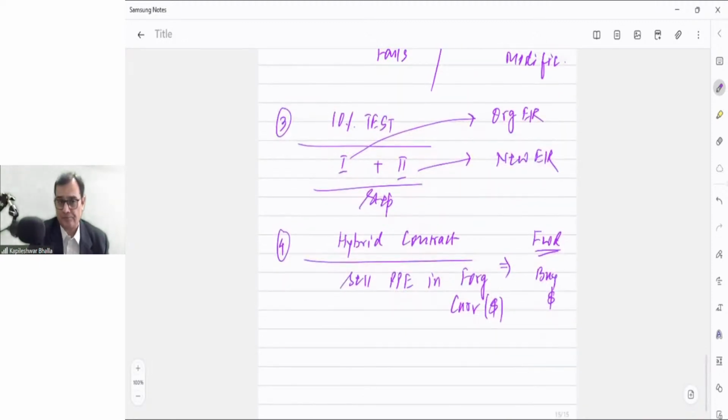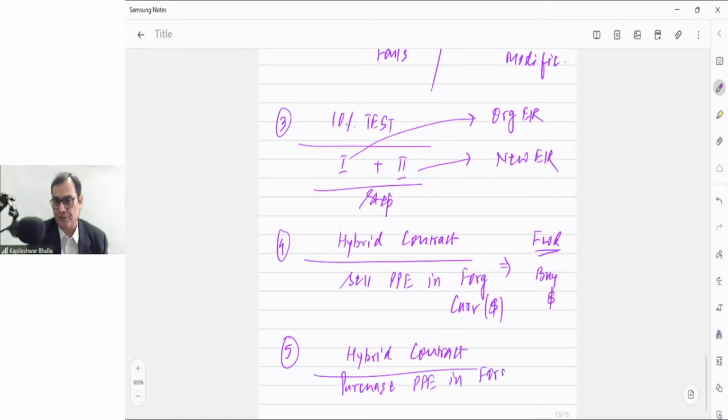And number 5, same case, you enter into a hybrid contract, and the contract is to purchase PPE. The contract is to purchase a PPE in a foreign currency, let's say dollars. So you enter into a contract to buy the machinery in a foreign currency, then the forward contract which you need to enter into for the split accounting is going to be sell dollars.